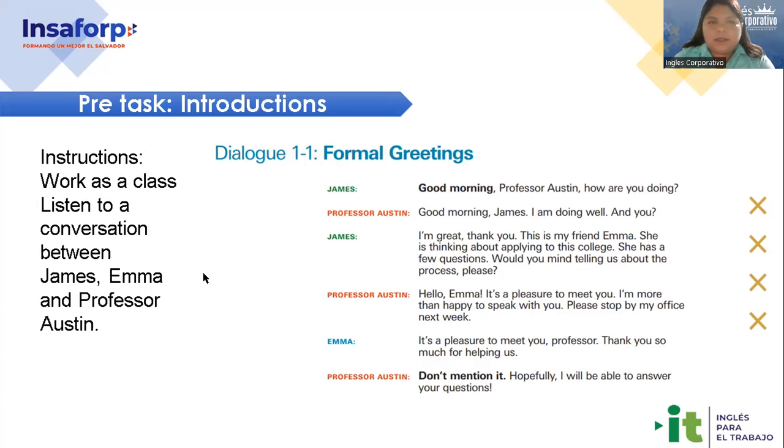Okay, well, so we're gonna observe the following dialogue, formal greetings. So at the beginning of the week, we started learning about greetings, right? Empezamos al principio de la semana con formal, informal greetings. So we're gonna observe a formal conversation in a formal context between Emma, the professor, and James. Okay, so look at this. We have some vocabulary over here. We're going to be checking this. Vamos a ver el vocabulario.